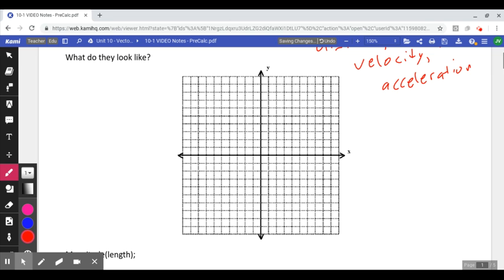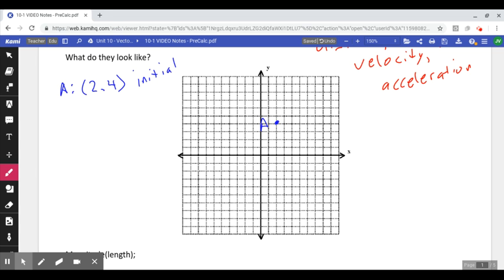What do they look like? We're going to make up just a couple points here, and then we're going to graph this vector on the coordinate plane. So I'm just going to pick A being 2, 4. So I'll go right 2, up 4. That'll be point A. And that's also going to be my initial point, or where the vector begins. Then I'm just going to pick another point B just arbitrarily, and I'm going to make it 5, 9. And that point, point B, is going to be the terminal point, or where the vector ends.